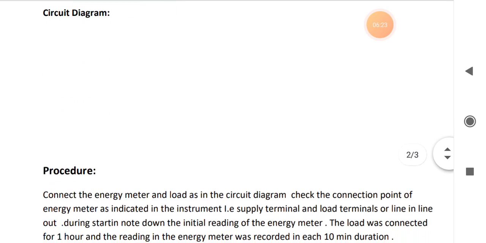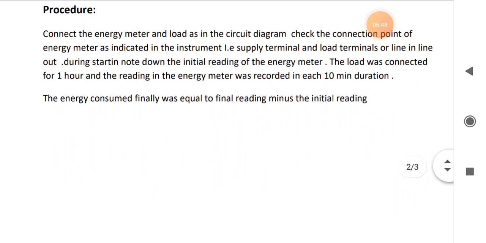Now the circuit diagram is in your video, which will be uploaded after this video. From there I have explained the connection diagram of an energy meter to an energy load. You have to get the circuit diagram from that video, draw the diagram in the space provided. You have to make a neat and clean diagram.